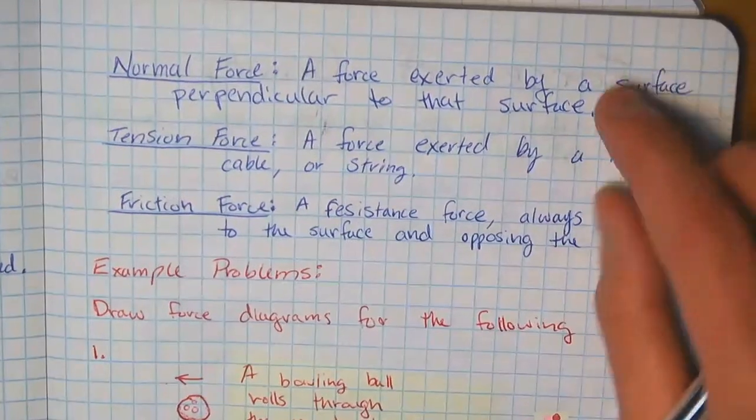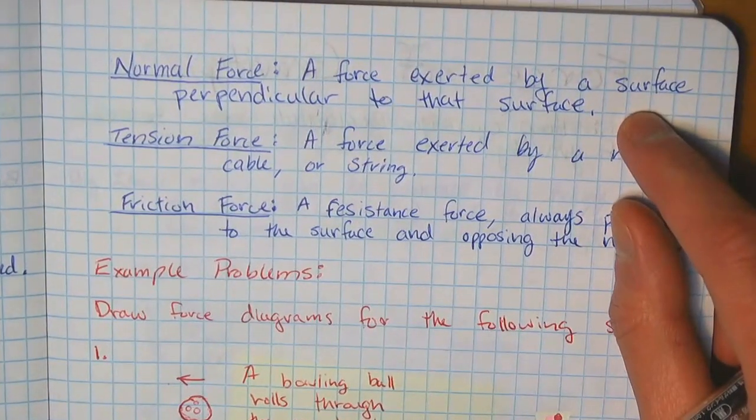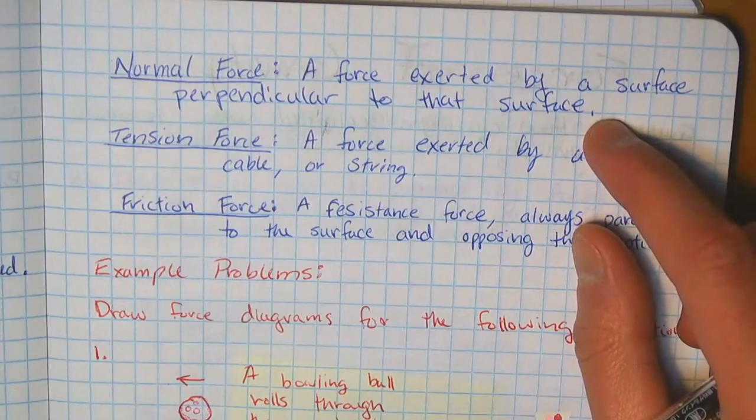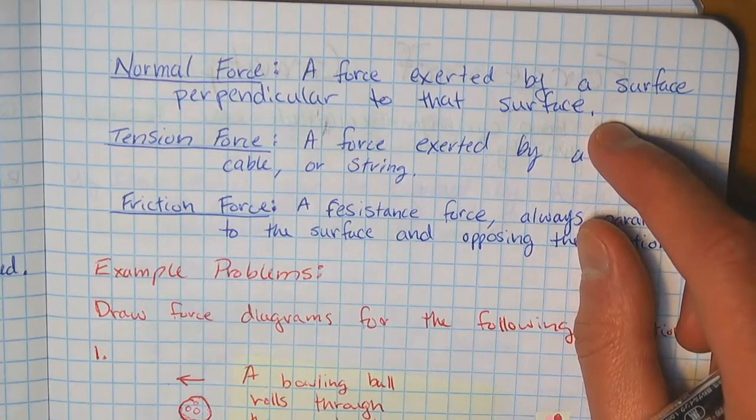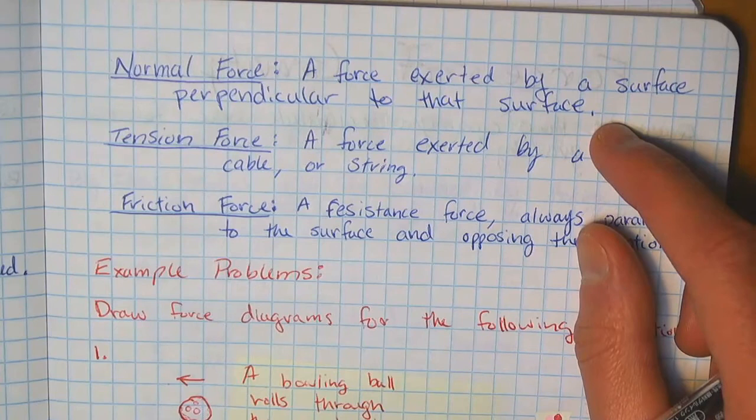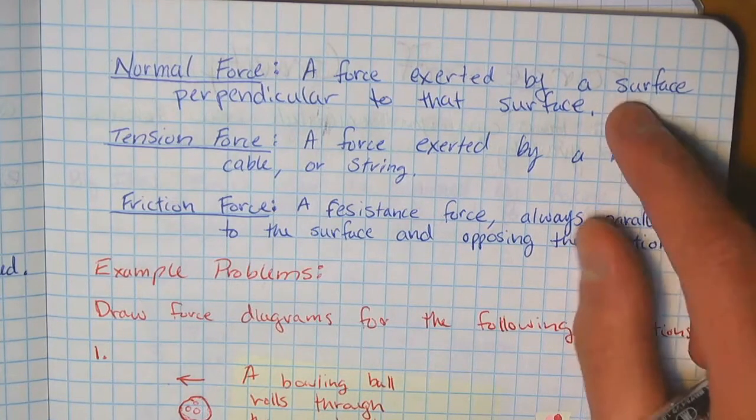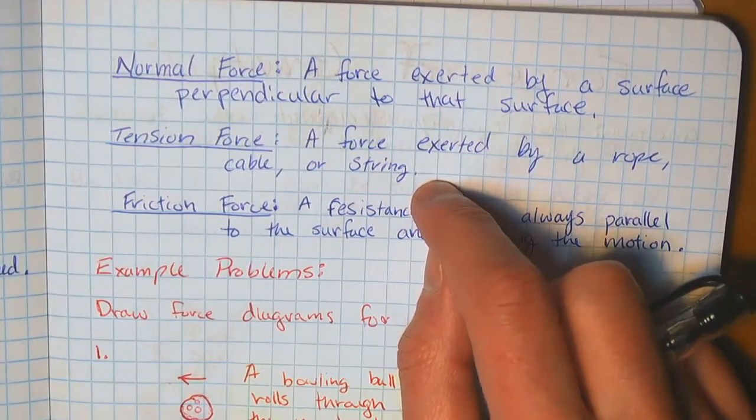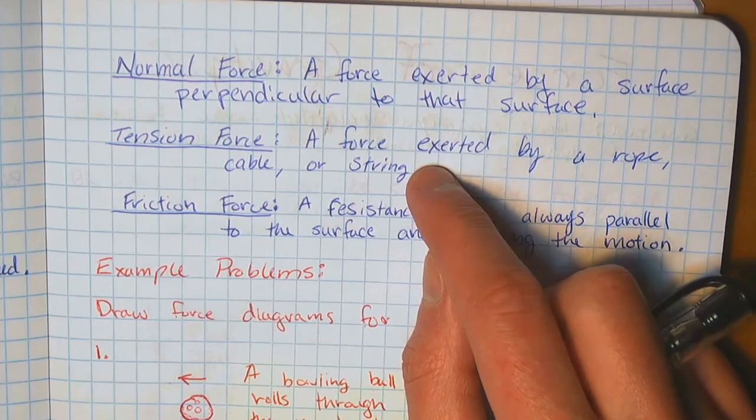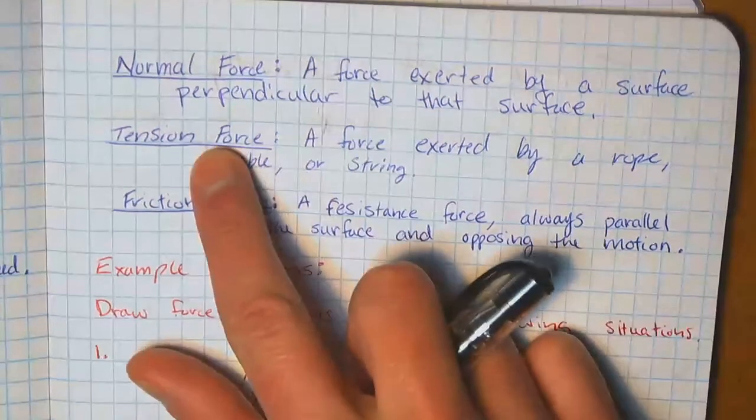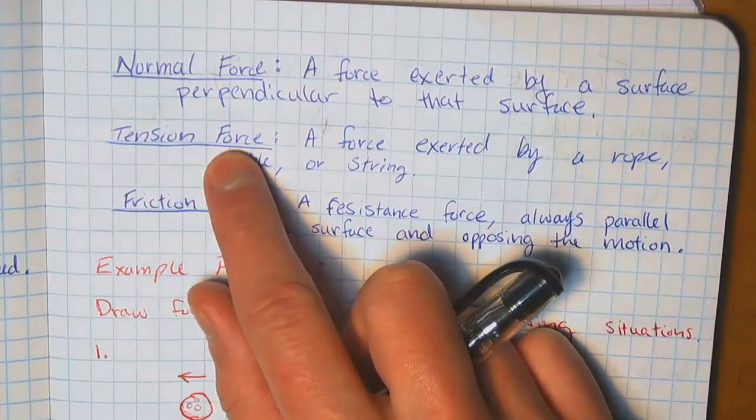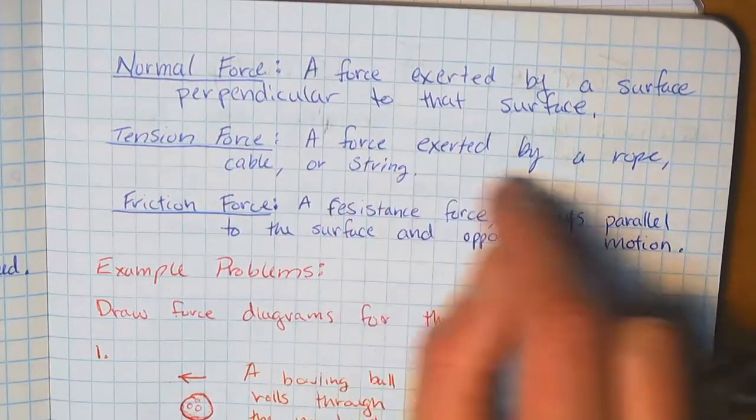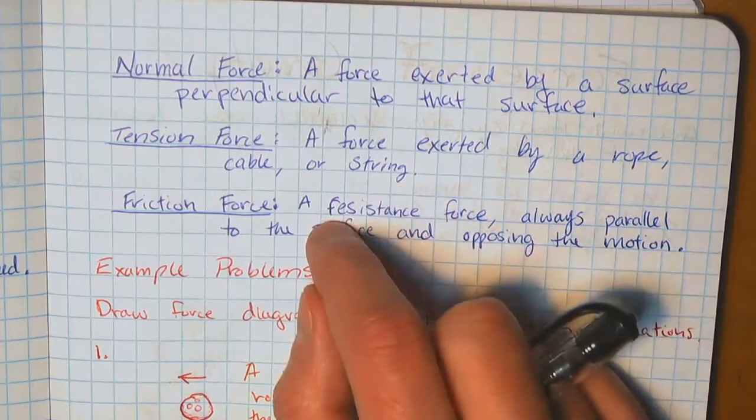Moving along, next up are some definitions. The normal force is a force exerted by the surface perpendicular to that surface. In this case, it is the surface of the table or the ground pushing up on the crate. That surface can only push perpendicular to it, which would be straight up. A tension force is a force exerted by a rope, cable, or string, some sort of cord. You could talk about the tension in the rope, which is the force in that rope as you pull it along.